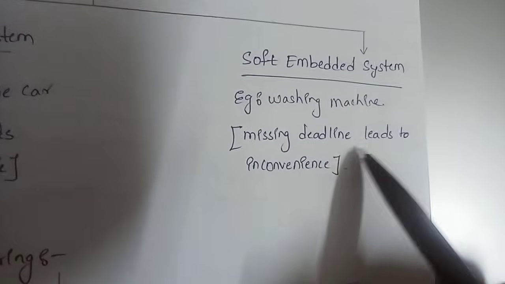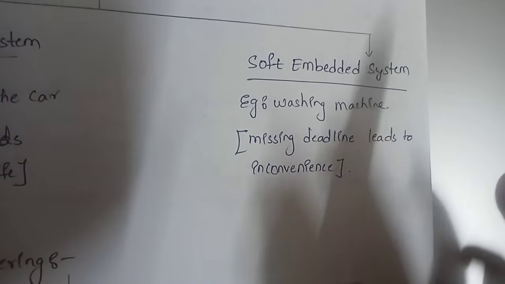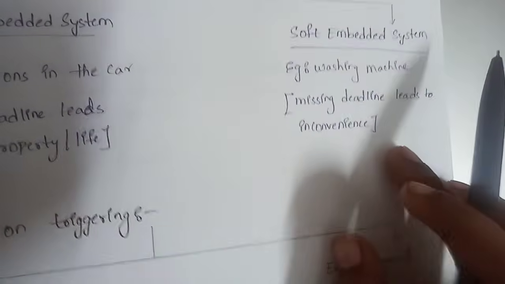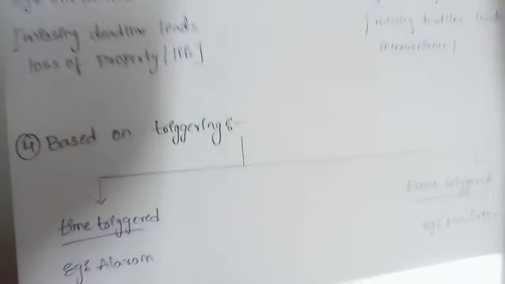And here for the soft embedded system, the deterministic behavior example is washing machine. If the deadline is missed, then there is just inconvenience, means there is not a major problem, but whereas in hard embedded system there is a major problem.